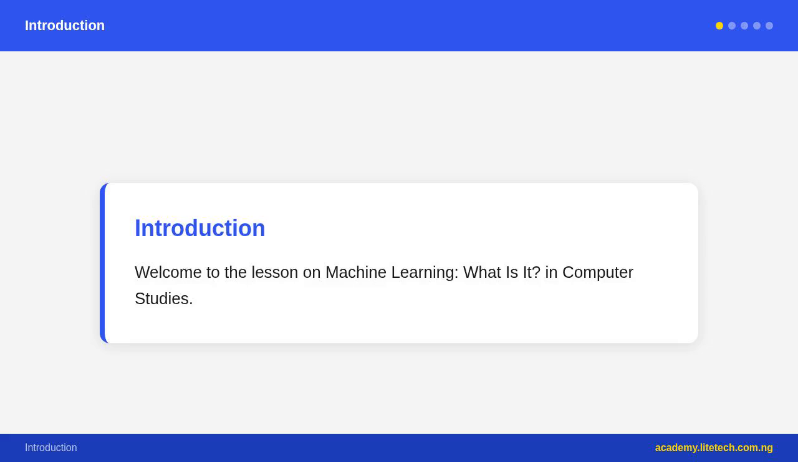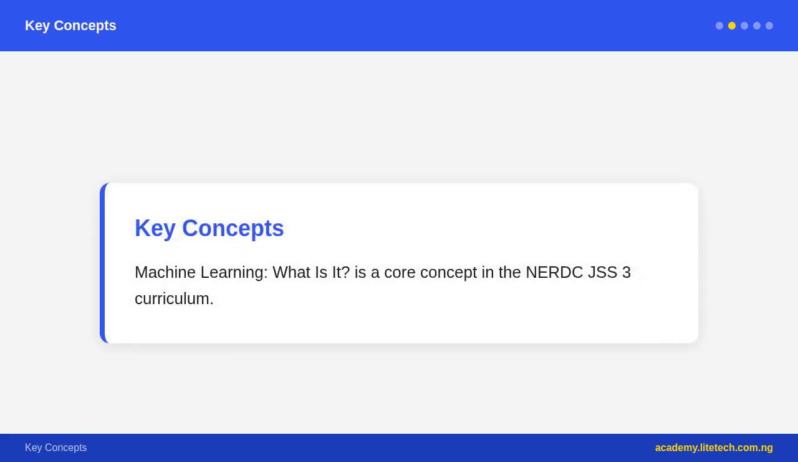How does machine learning work? 1. Collect data. Gather a large dataset relevant to the problem. Example, to build a spam filter, collect thousands of spam and non-spam emails. 2. Prepare data. Clean and organize the data. 3. Choose an algorithm. Select a mathematical model that will learn from the data. 4. Train the model. Feed the data to the algorithm. The model adjusts itself to find patterns.